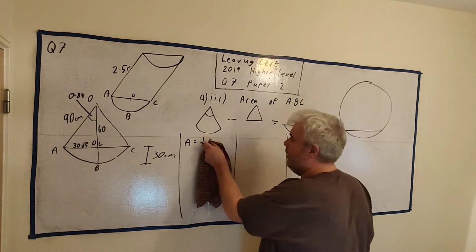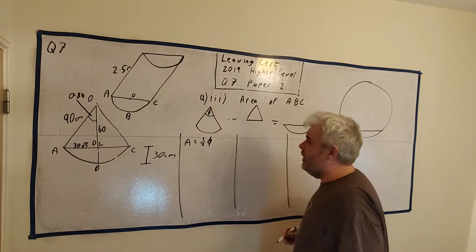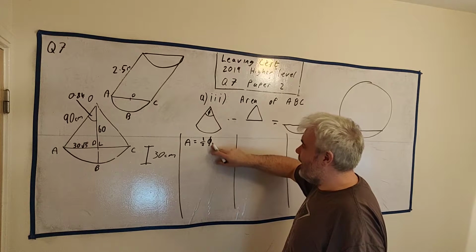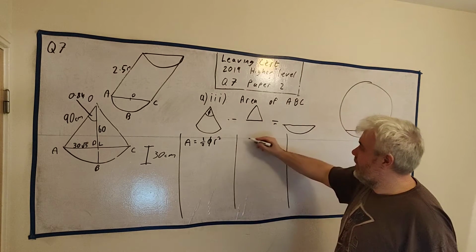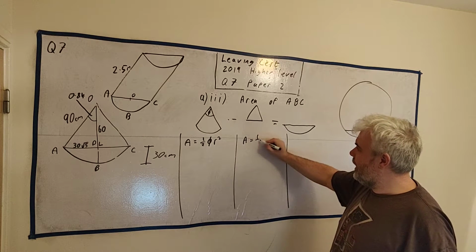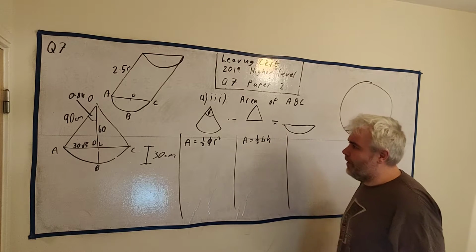Let's use this angle here. Let's use phi. A half the angle multiplied by r squared. That's the area of this. The area of this guy is equal to half the base by the height. I'll just use b and h for now.